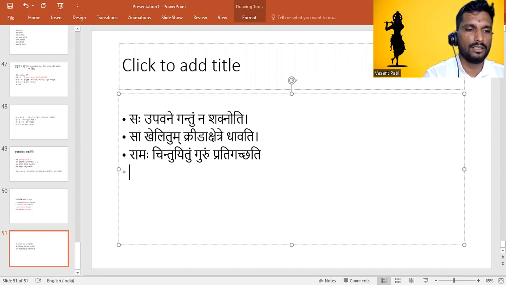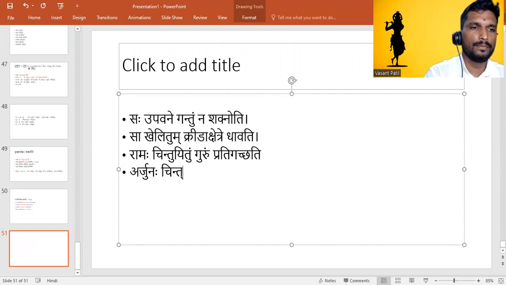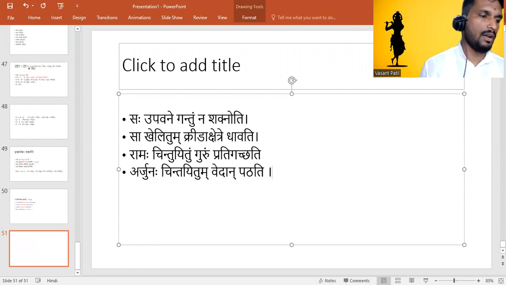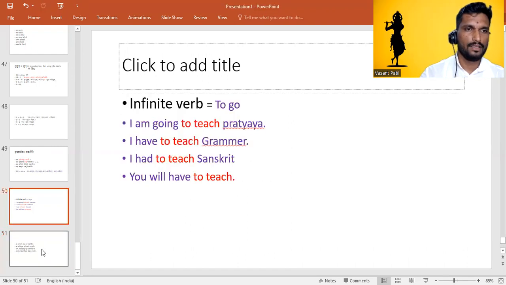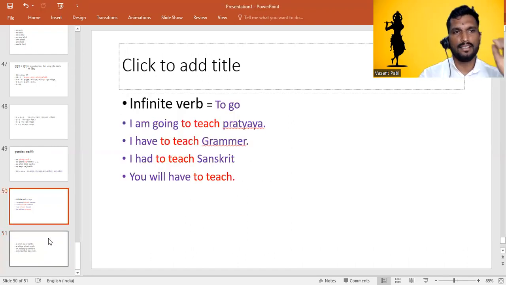Arjunah chintayitum vedan pathati. Vedan pathati. This is how the list will go on and on and on. So this is also clear. Here we will stop. Yes, everything is clear.